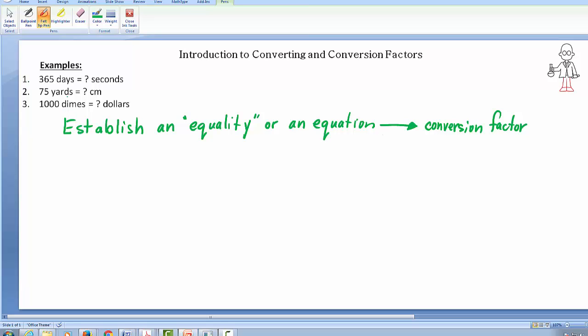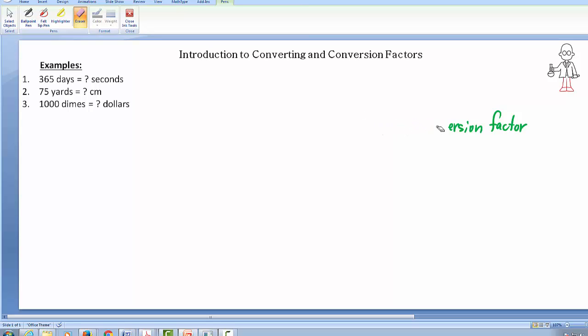Now, these problems that I'm doing, they involve multiple steps. It's not a one-step conversion. You can take these multiple steps and apply it to a single step conversion, but these conversions that I'm doing, they will involve more than one step. So in the first example, we want to know how many seconds are in 365 days.